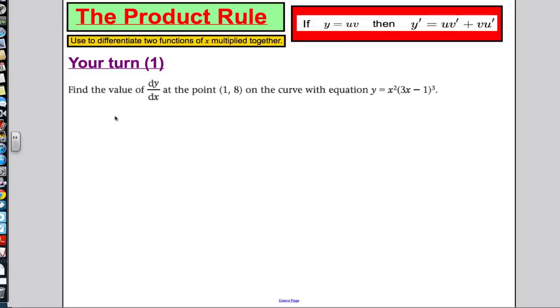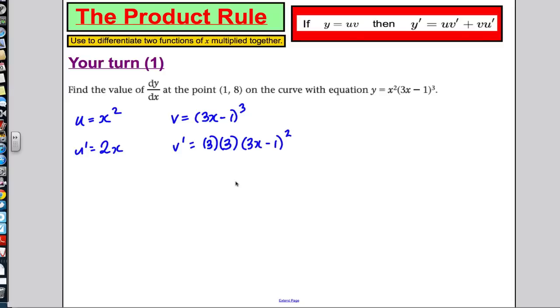Okay, we have got that y is equal to x squared times 3x minus 1 cubed. So our u in this case would be x squared. Our v in this case would be 3x subtract 1 cubed. Our u dashed, differentiating with respect to x, is 2x. Our v dashed, bring down the power, multiplied by the differential of the brackets, which would be 3, reduce the power by 1, 3x subtract 1 squared. So v dashed would be 9, 3x subtract 1 squared.